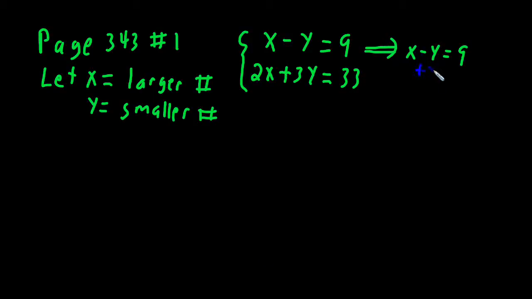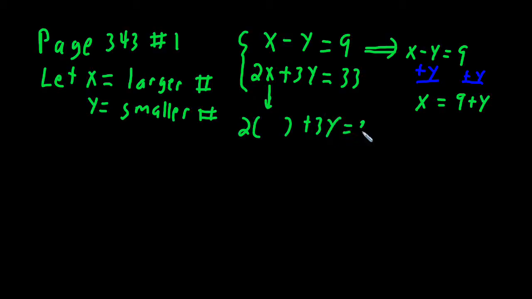Then I can go to the other equation, replace x with what I've found, and solve that equation for y. So I'm going to come down here. It's going to be 2 times x, and I'll substitute in for x, plus 3y equals 33. So I'm writing down the bottom equation here, everything but x, and in place of x I'll put the 9 plus y. So that results in an equation with one unknown. We could find y, or half the answer.